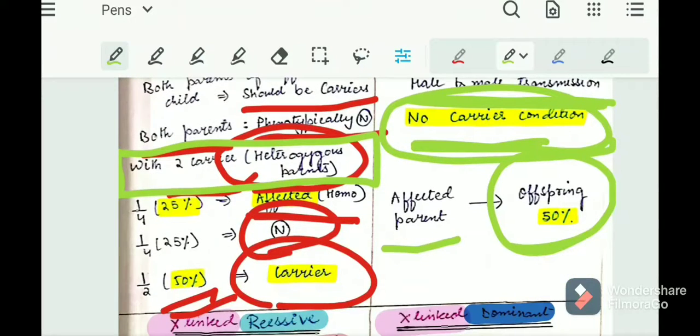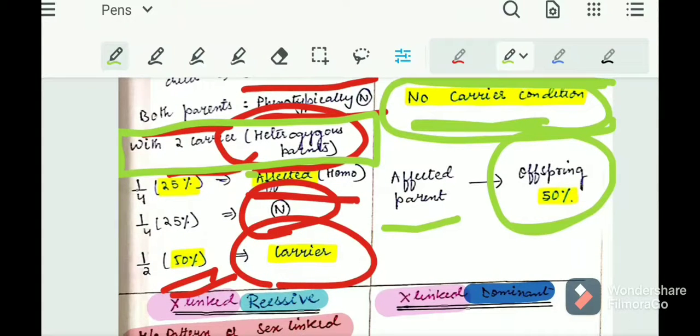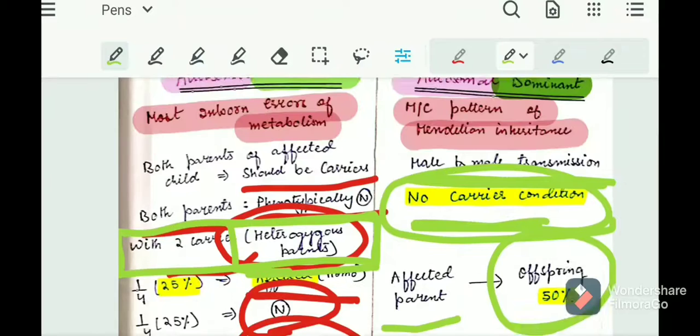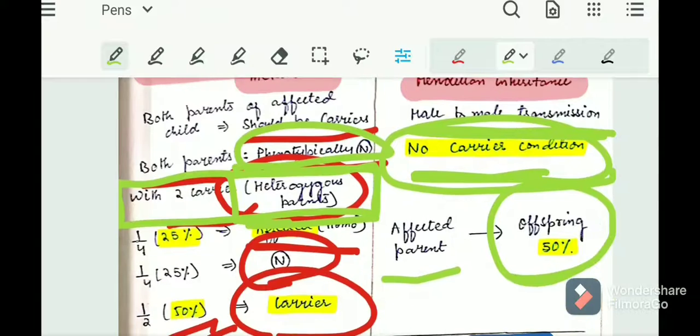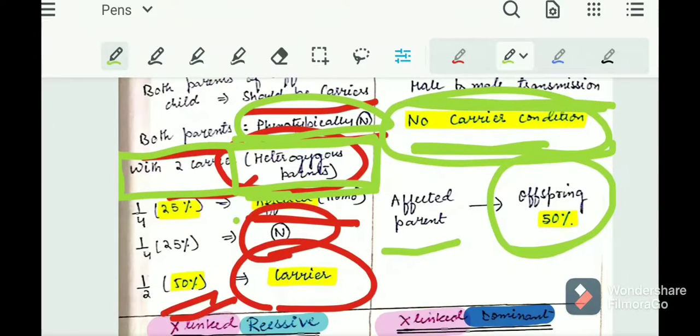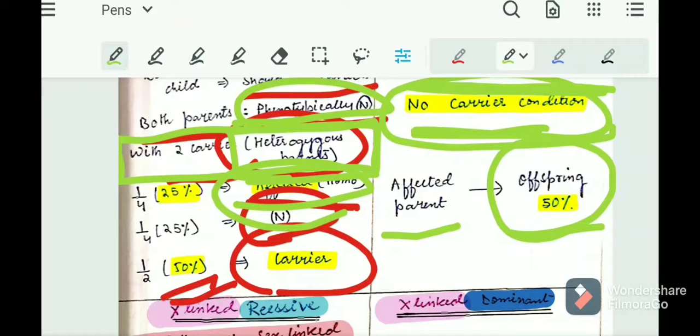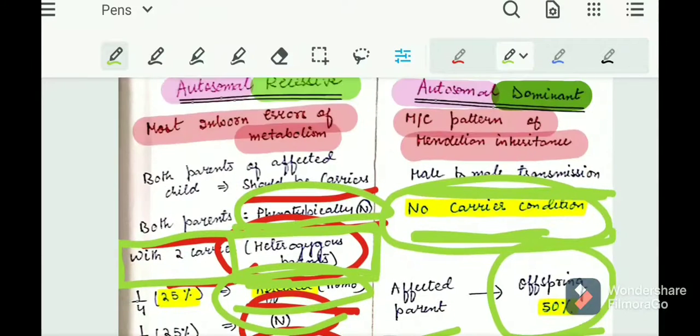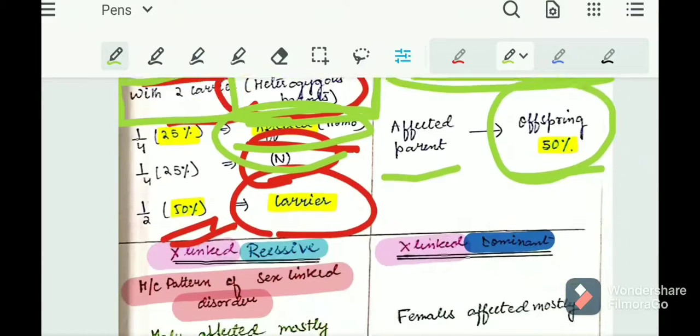Here, what was happening, the heterozygous parents were phenotypically normal, right? Phenotypically they were normal, and they were having 25% of their children affected. Here 50% of their children are affected of an affected parent. There is no carrier condition in autosomal dominant type of disorders.